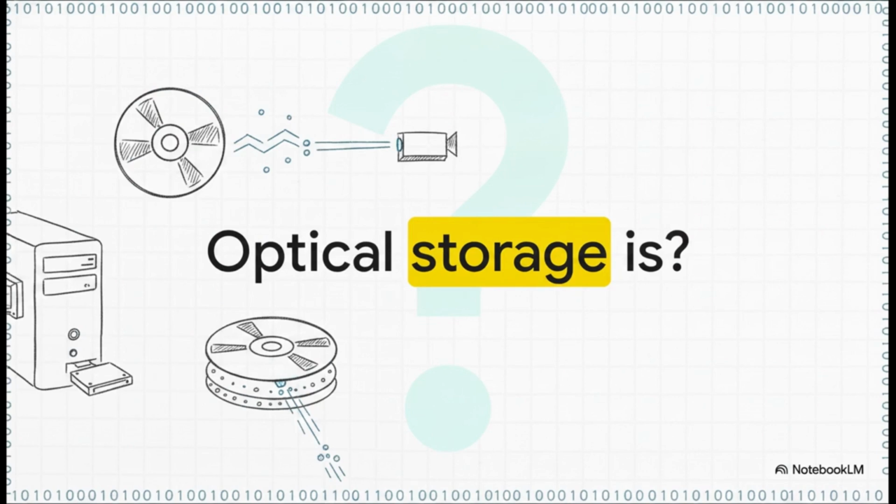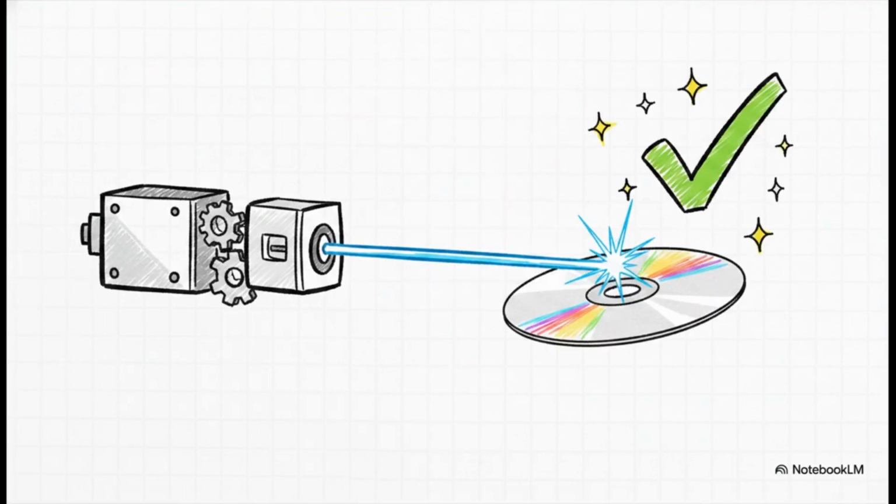Awesome. Let's hit question 3. Optical storage is A. Magnetic, B. Electronic, C. Laser-based, D. CPU-based. Think about how a CD or DVD actually works. Got your guess? The correct answer is C, laser-based. Optical memory uses highly focused laser beams bouncing off a reflective surface to read and write all that data.